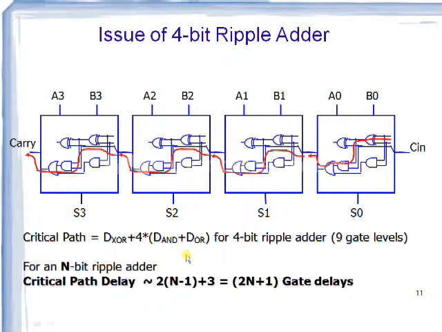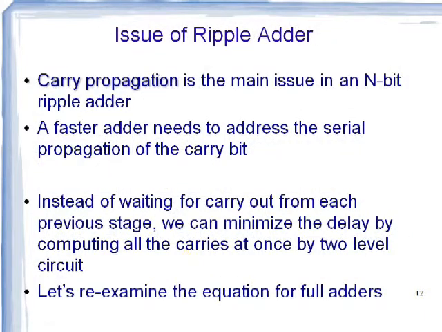In order to avoid this propagation delay, we are using one more adder, and that adder is called the carry look ahead adder. Carry propagation is the main issue in an n-bit ripple carry adder. As we have seen, a faster adder needs to address the serial propagation of the carry bit.